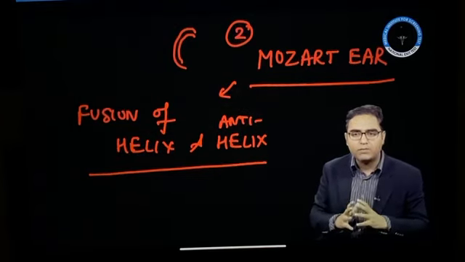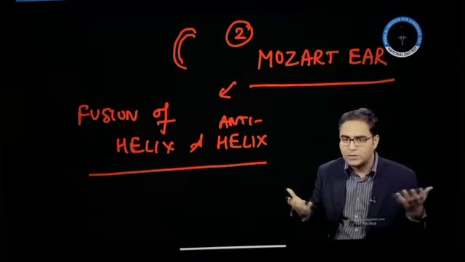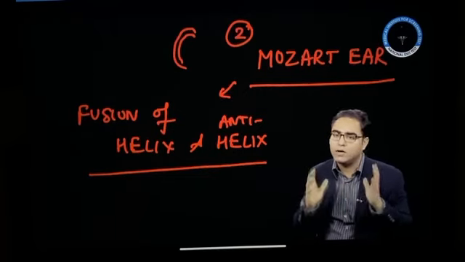All these are cosmetic problems of pinna. They are since birth. They don't have any functional problem, but the plastic surgery would be required if parents are concerned, and that surgery is called otoplasty. And the ideal age of otoplasty is 6 years of age. That is your multiple choice question.